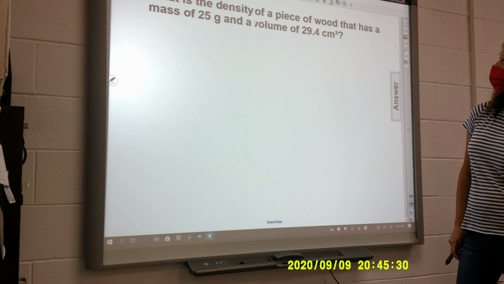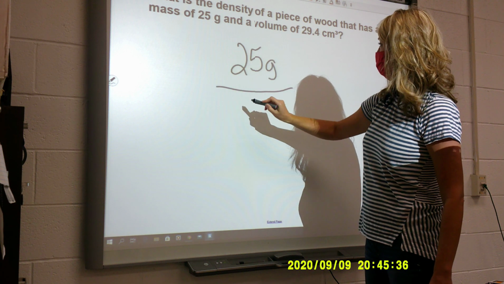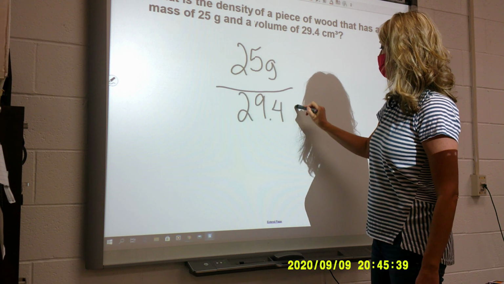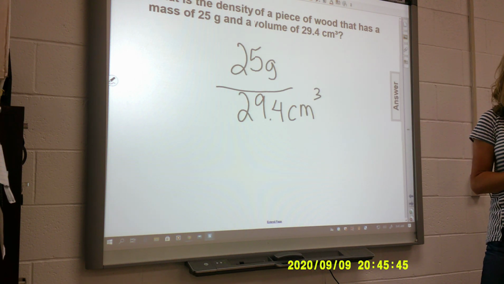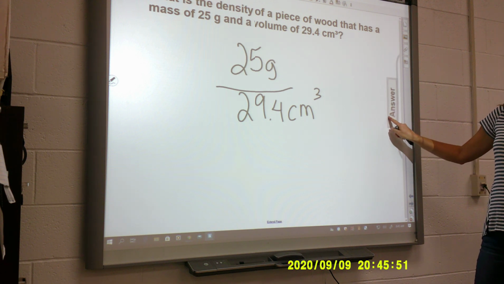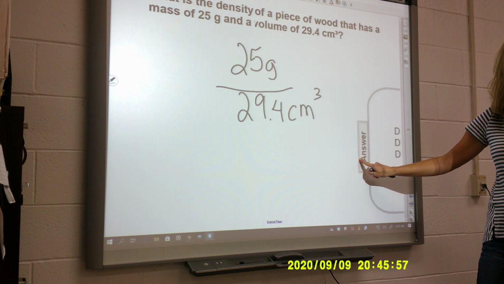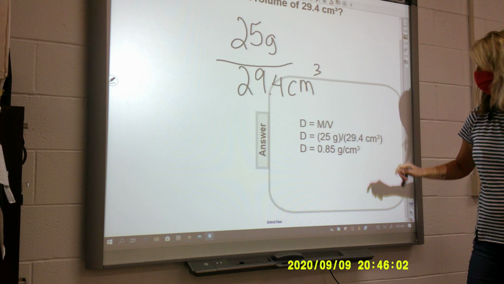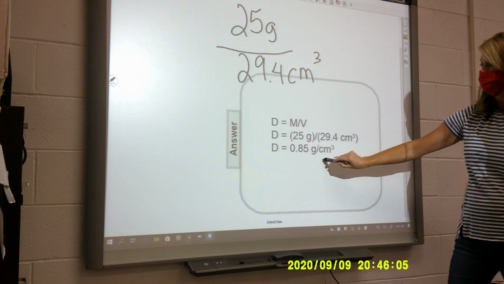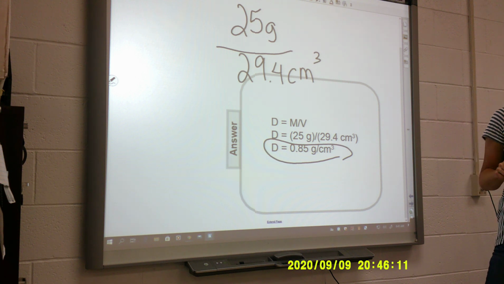What is the density of a piece of wood that has a mass of 25 grams and a volume of 29.4 cubic centimeters? Somebody have a calculator out handy that can tell me that one? I did 25 divided by 29.4. I got 0.8503605. You can round it, you don't have to write out all those numbers. So it'd be 0.85 grams per cubic centimeter.